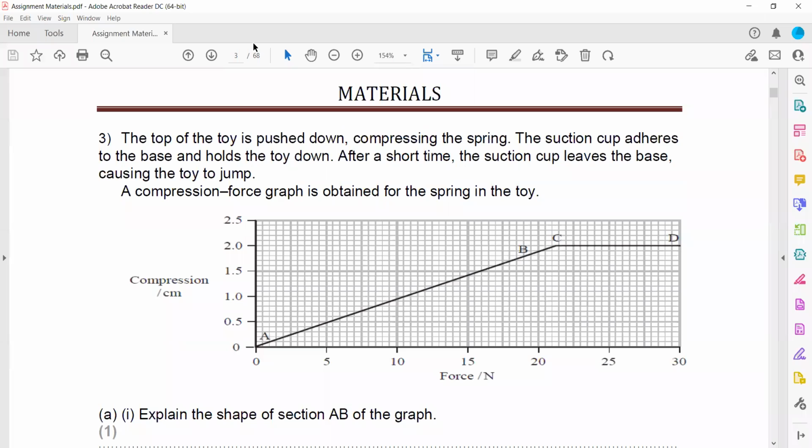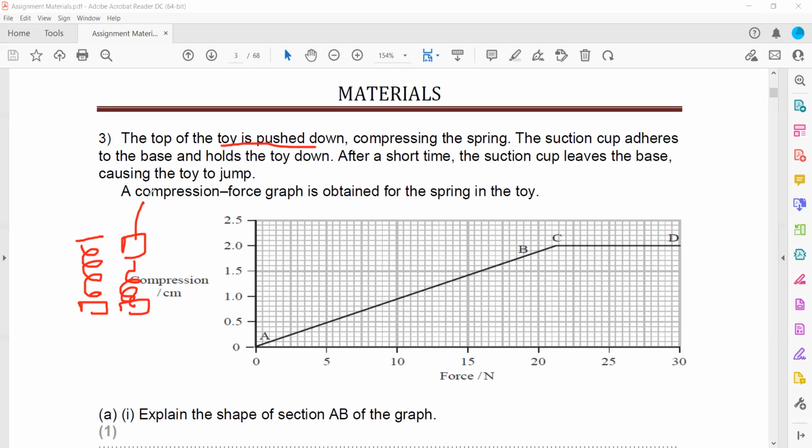In question 3, the top of a toy is pushed down, compressing the spring, and the suction cup adheres to the base and holds the toy down. So basically there is a spring which is compressed. Compressed means we apply a force to reduce its size. A compressive stress is applied, and a toy is attached here, and the cup will hold this. Once we release the cup, the toy will move upward.